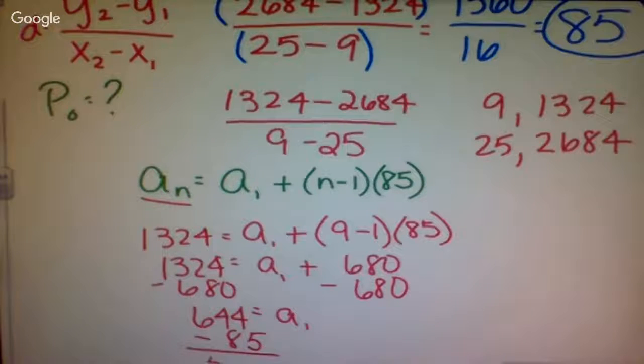559. So P sub 0 is 559. That's it? That's it.